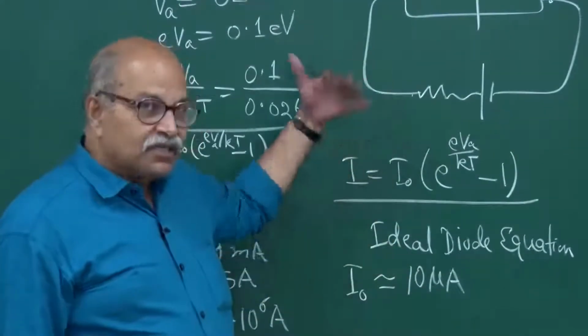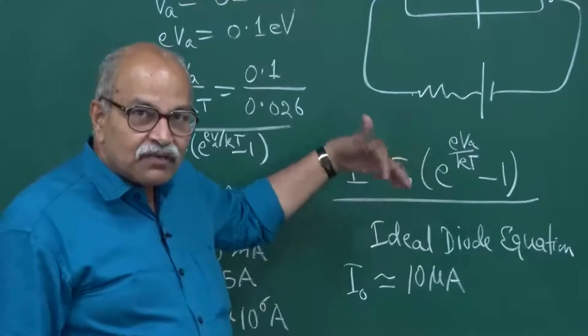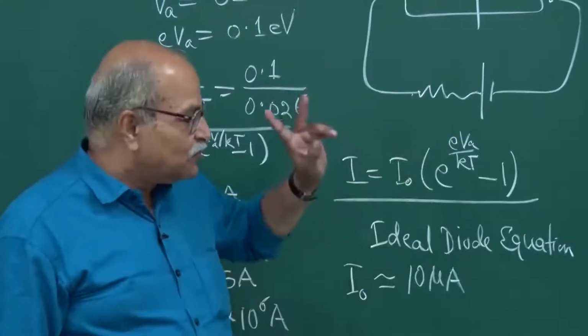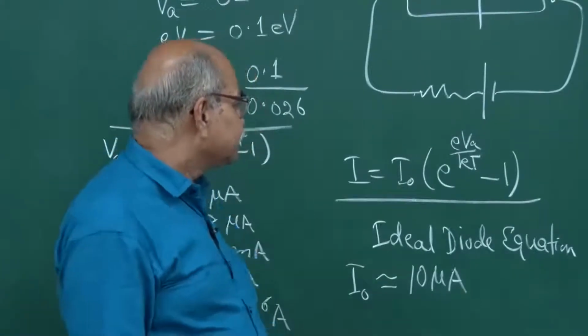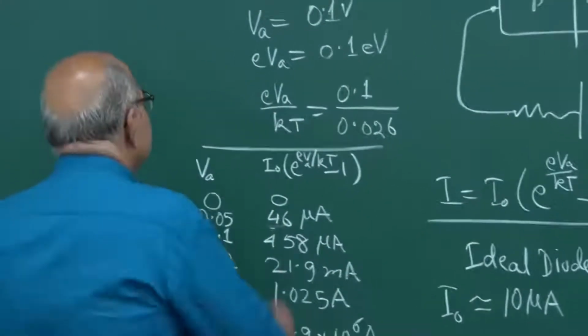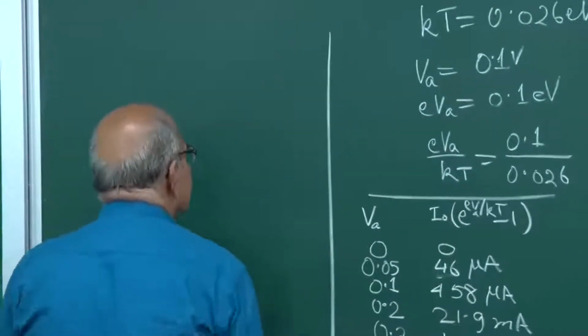So, this is about forward biasing. Okay, there is one more thing that I should tell, that if you have forward biasing, then what happens to the width of the depletion layer?